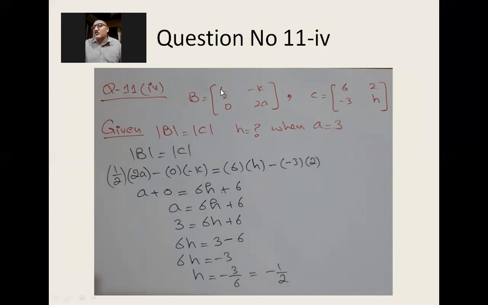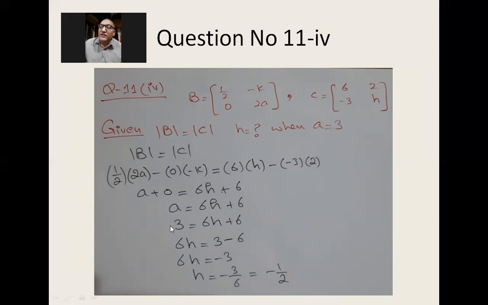Okay, so the determinant of B is equal to the determinant of C. It is given in the question, so I will multiply these two members minus multiply these two members. So 1 by 2 into 2a minus 0 into minus k. Same way, determinant of C, multiply these two members and minus multiply these two members. So you will have 6 into h minus 3 into 2. So here 2 cancels, a minus, this will become 0, 6h plus 6. So you will have a equals to 6h plus 6.